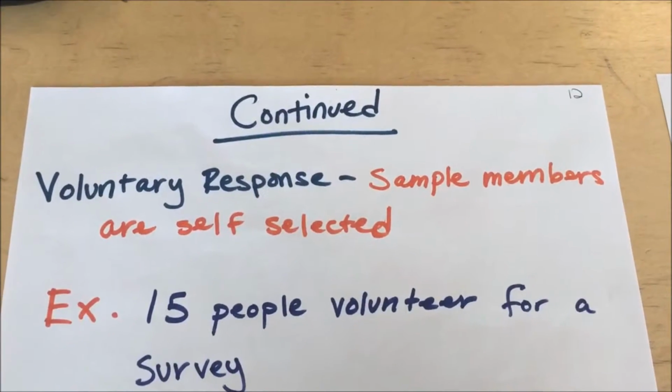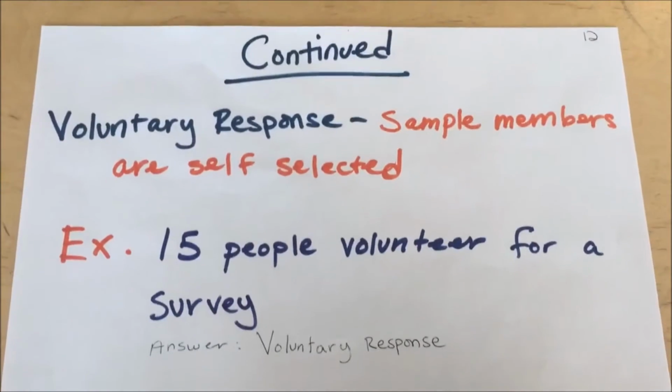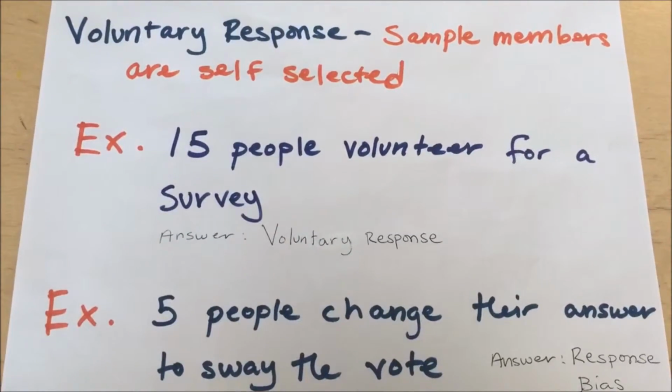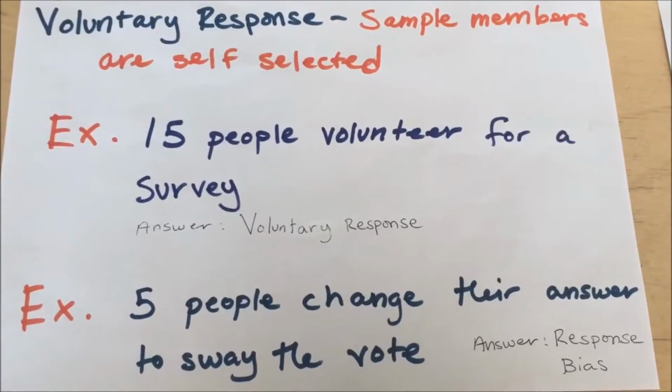An example: 15 people volunteer for a survey. That would be voluntary response. 5 people change their answer to sway a vote. That would be response bias.